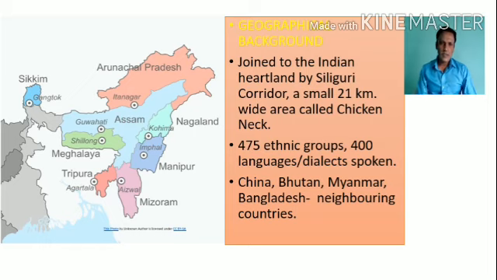This region has a large diversity, and this region is joined to the Indian heartland, that is the main part of India, by the Siliguri corridor, and it is just a 21-kilometer wide area. This area is also known as the Chicken Neck. There are 475 ethnic groups. Ethnic groups means the racial groups, and 400 languages and dialects are spoken in these states. The neighboring countries are China, Bhutan, Myanmar, Bangladesh.